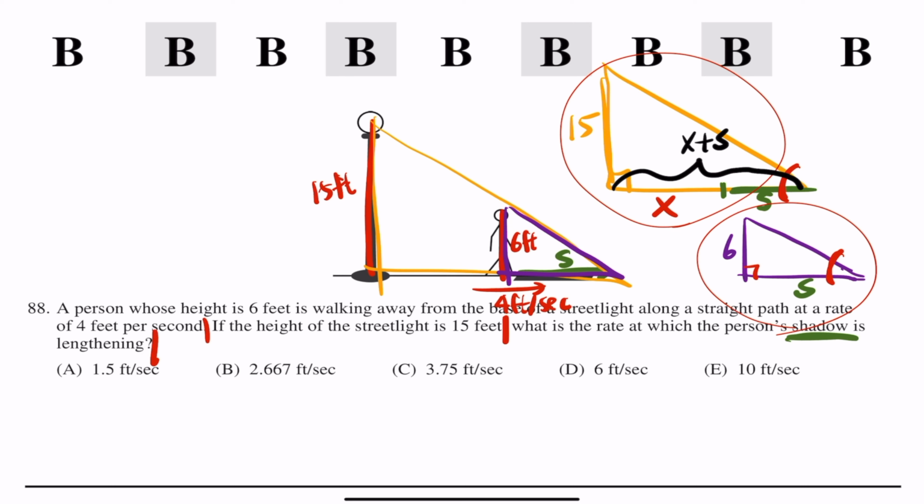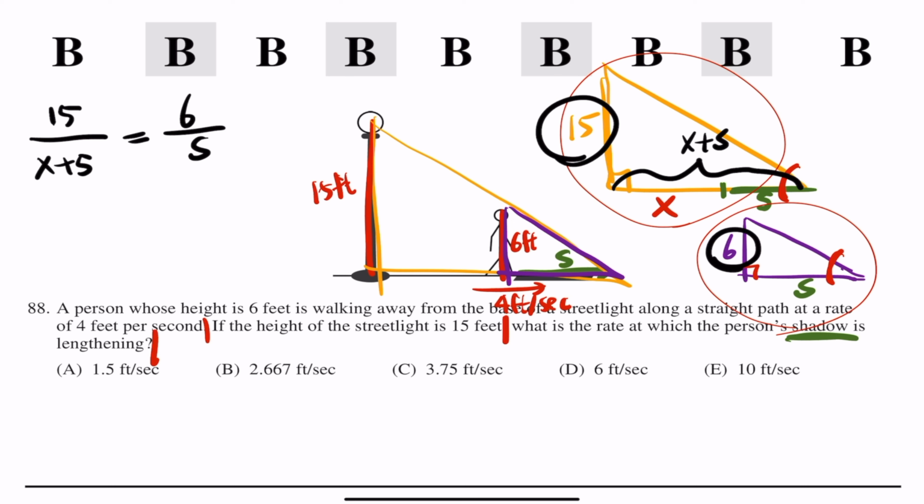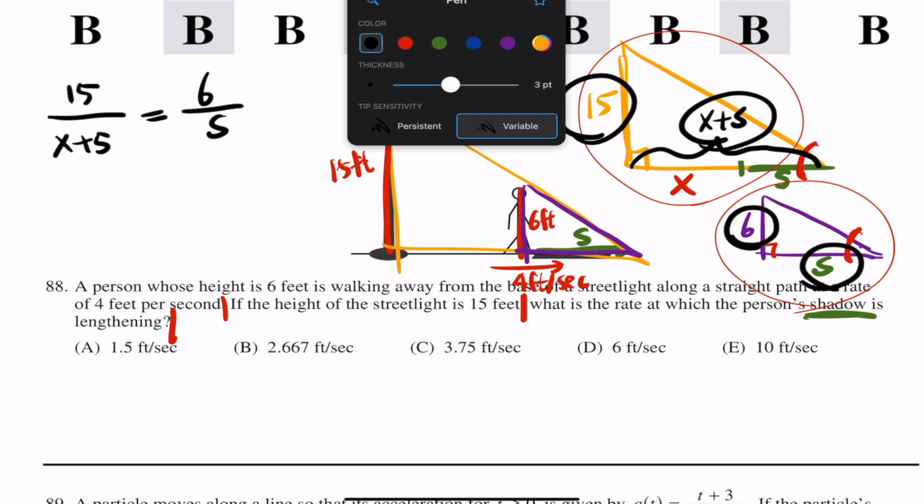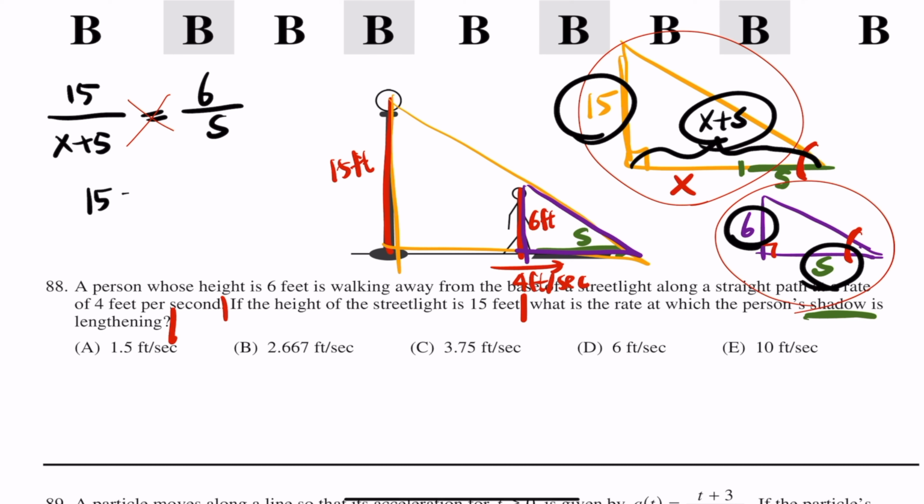So I'll set up the proportion: 15 over X plus S better equal 6 over S, right? That's 15 to the 6, and then X plus S to the S. So that's what I set up. Then we're going to cross multiply, so that'll be 15S is equal to 6X plus 6S. Subtract 6S on both sides, and you get 9S is equal to 6X.